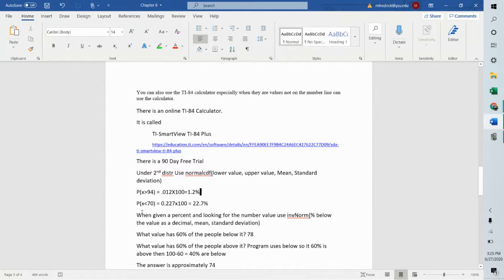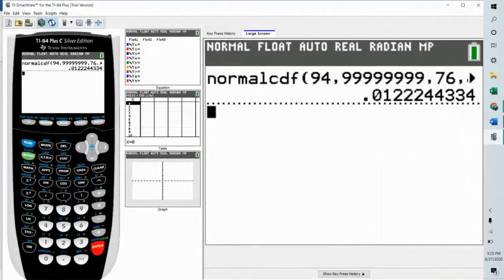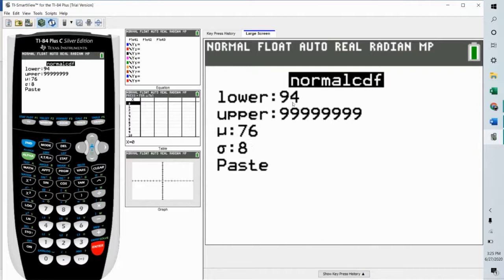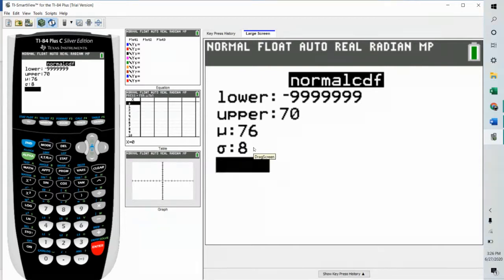To find a less than value, that means 70 and below, 70 would be our upper value. So when we go to the calculator, second distribution, go down one and hit enter. So we're using normal. Now this is going to be a negative. And you want to be careful. You need to use the negative on the calculator. The minus sign will give you an error. But we need a really small number. And then we're going up to 70. So this would be 70 and below. Same mean and standard deviation.